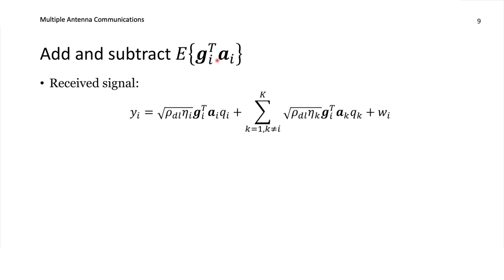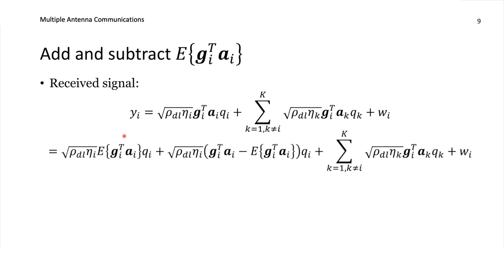So we have this received signal where we have the desired signal, and then we have interference plus noise. And we would like to have an expected value here with respect to this inner product. So let's just replace it like that. So here we have this expected value that we would like to have. So this is the same term except that I've added this expected value. But of course I cannot just add it there. I need to then subtract it again here. So if you consider these two terms, the expected values cancel out and we get the same term back again. And then here I still have the same interference plus noise terms.